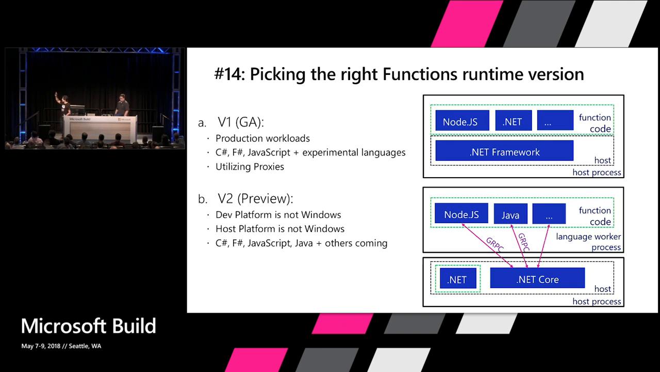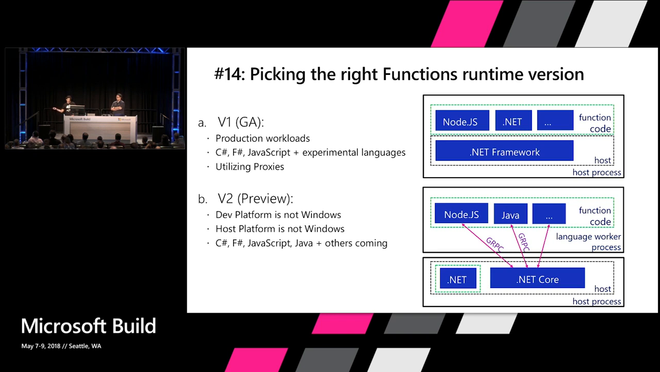In V1, which is the one you see at the top, you have a single host process that has our host, the functions host, which runs on .NET Framework, and you have your function code that runs all in the same process. If something goes wrong in the host or your code, the whole process goes down. So we don't isolate your code from our platform. On V2, the main change we made is our host is now .NET Core, so now it's cross-platform. And if your code is Node.js, Java, any of the new programming languages, we actually have a separate process. We call it the language worker process. And we'll communicate with your code using the gRPC protocol.